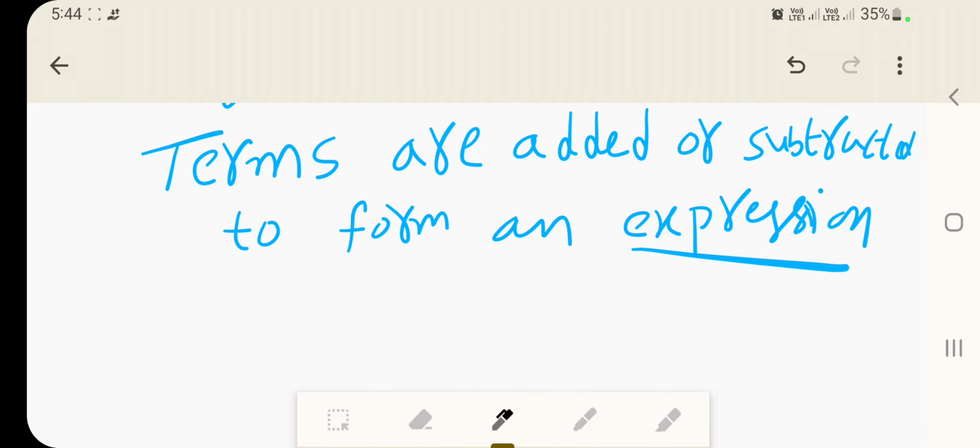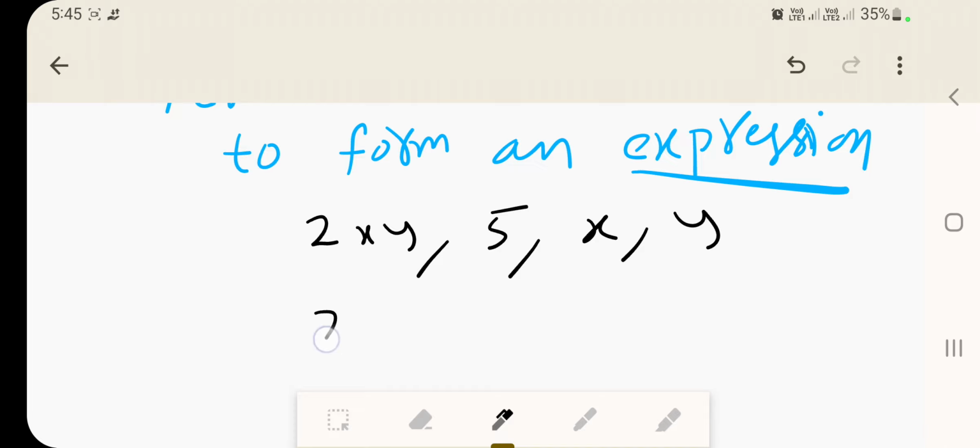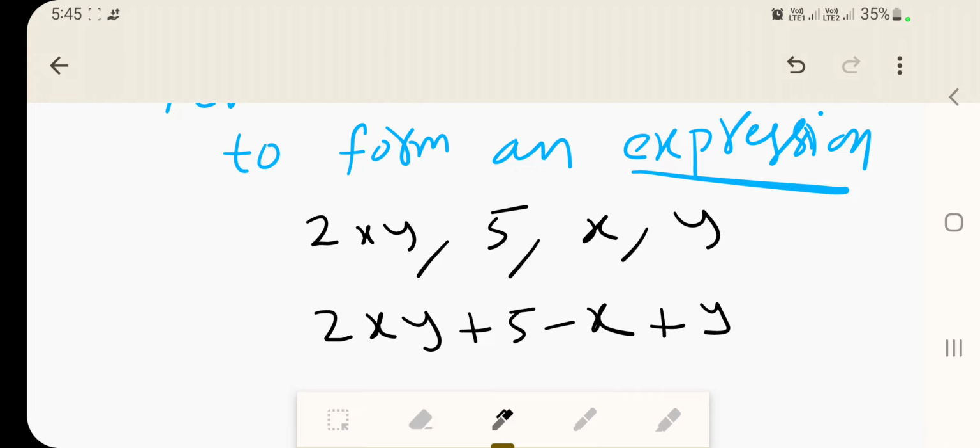For example, if you take 2xy, it is a term, 5 is a term, x is a term, y is a term. If you combine all these, we get 2xy plus 5 minus x, that is subtraction, plus y. So this complete 2xy plus 5 minus x plus y is called an expression. And we can have a specific value of this expression if you consider a specific value of x or y.